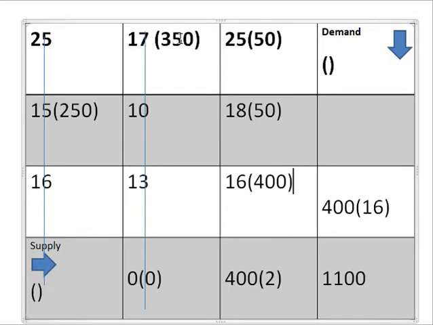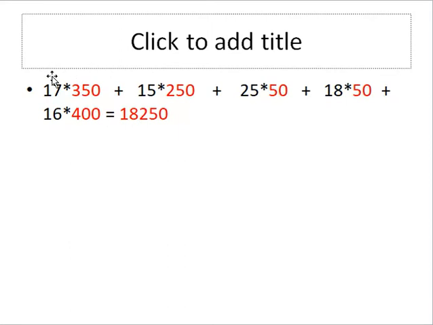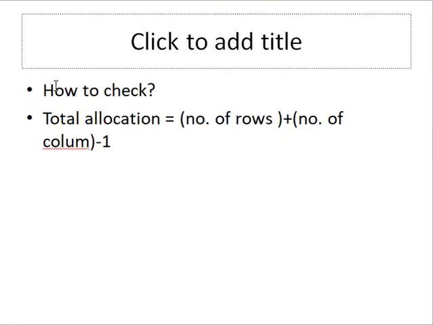So we have allocated 350 to 17, 250 to 15, 50 to 25, 50 to 18, and 400 to 16. Now this is our solution, 17 into 350. How to check? There is another method for checking. Total allocation should be equal to number of rows plus number of columns minus 1.